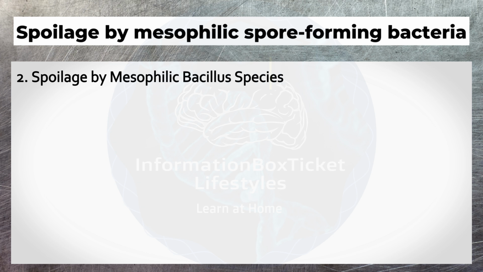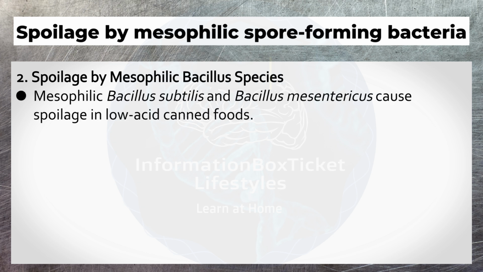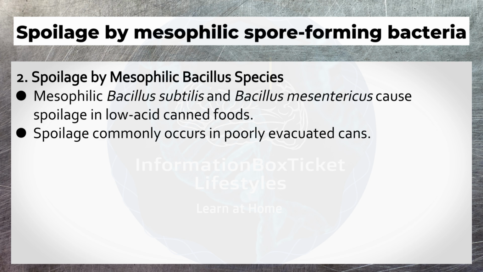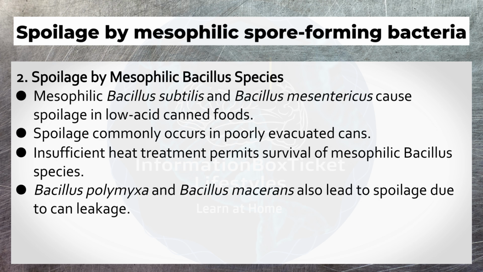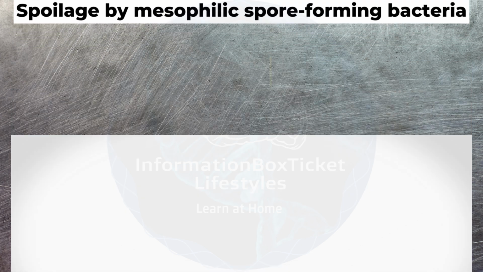Second, spoilage by mesophilic Bacillus species. Mesophilic Bacillus subtilis and Bacillus mesentericus cause spoilage in low-acid canned foods. Spoilage commonly occurs in poorly evacuated cans. Insufficient heat treatment permits survival of mesophilic Bacillus species. Bacillus polymyxa and Bacillus macerans also lead to spoilage due to can leakage.